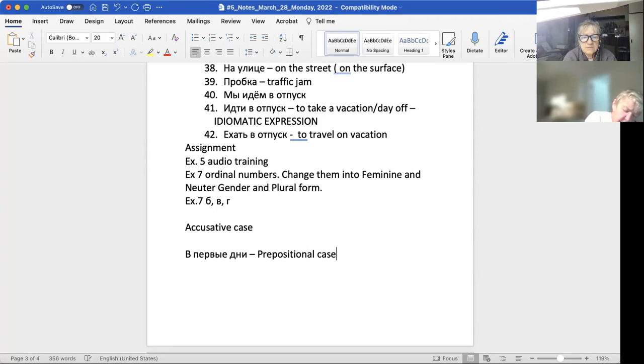Prepositional case. But prepositional case here equals nominative case, so it doesn't change the endings. Because we could say in English for this sentence, on the first days after vacation, it's hard to work. So if you say "on", then you're back at the prepositional case and not the accusative, because it is not a destination. Destination always follows the verbs of movement.